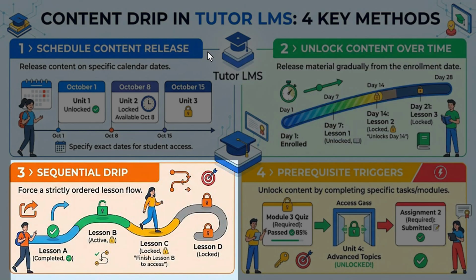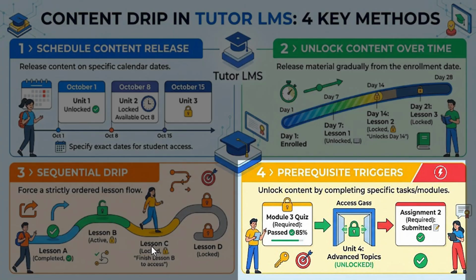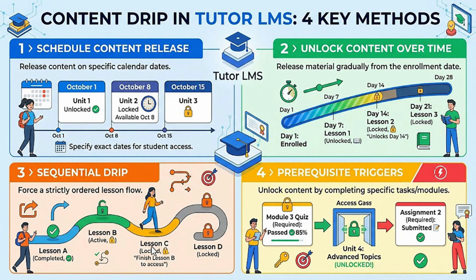The third method is sequential drip, which forces a strictly ordered lesson flow. For example, you can see here, first of all you have to complete lesson A, then only you will get access to lesson B. After completing lesson B, then only you will get access to lesson C. Like that, okay? And the fourth method is prerequisite target. Unlock content by completing specific tasks or modules.